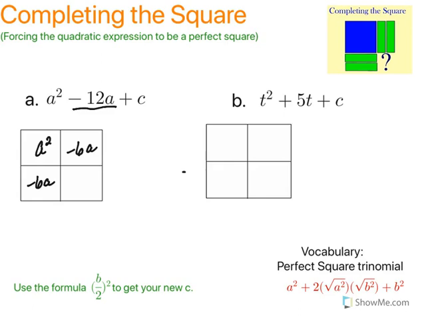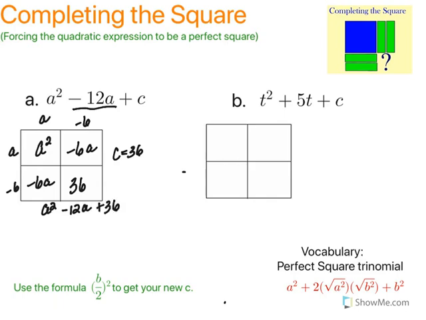So in order to figure out the value of c, we're going to first start by figuring out the two binomials to multiply to give us what we already have. So in order to get a squared, I would have to have a times a. And in order to get negative 6a, I would have to multiply a by negative 6. And so I'd have negative 6 and negative 6 in the other two spaces. That will allow me to figure out what goes in that bottom corner, because negative 6 times negative 6 would give me positive 36. So this tells me that my value of c is positive 36, and that my new perfect square is a squared minus 12a plus 36.